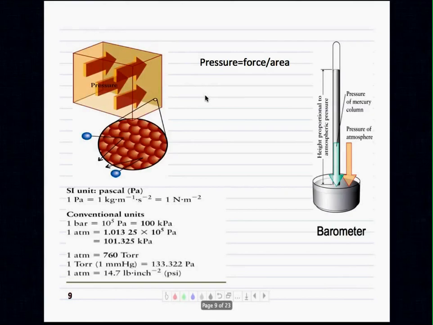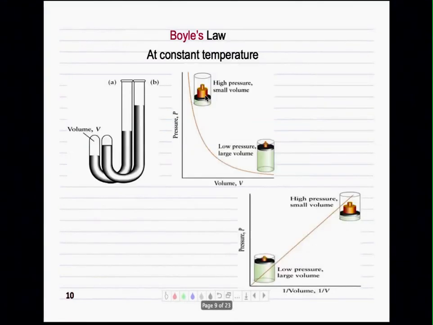So usually we measure the pressure, for example, the pressure outside this room, we can use a barometer, which lets us convert the height of mercury into pressure. I'm not going to talk about how to use a barometer. We're going to go directly to how to calculate the pressure inside a closed container and the properties of that. So we're going to start first with what we call Boyle's law.